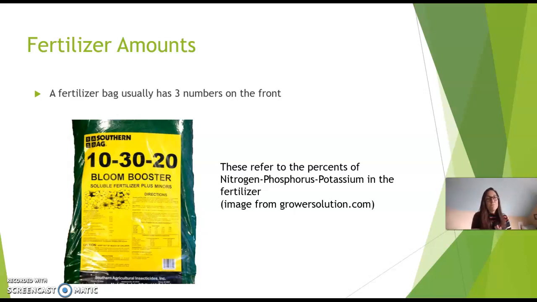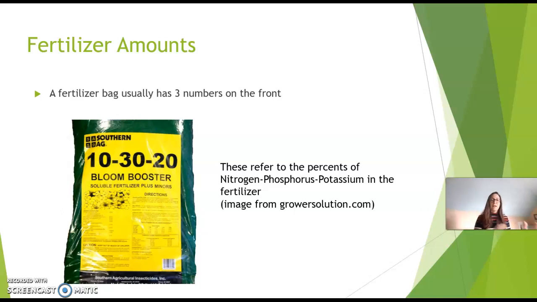Now, percentages are also used on bags of fertilizer in a different way. So fertilizer amounts are another application for math in growing cannabis. Whether you're growing cannabis or tomatoes, you're most likely going to use some kind of fertilizer. And a fertilizer bag or container usually has 3 numbers on the front. This one has big bold letters 10, 30, and 20. What does that mean? These refer to the percents of nitrogen, phosphorus, and potassium in the fertilizer.